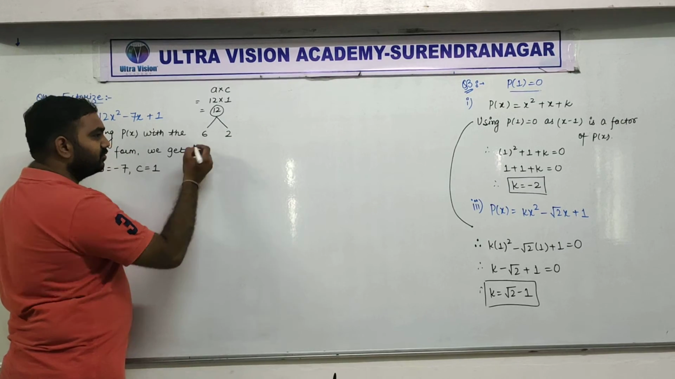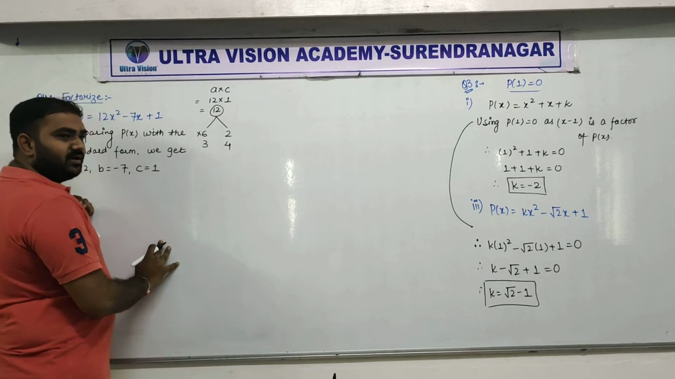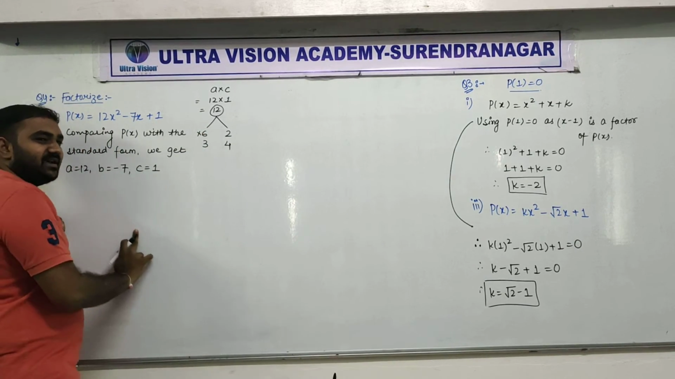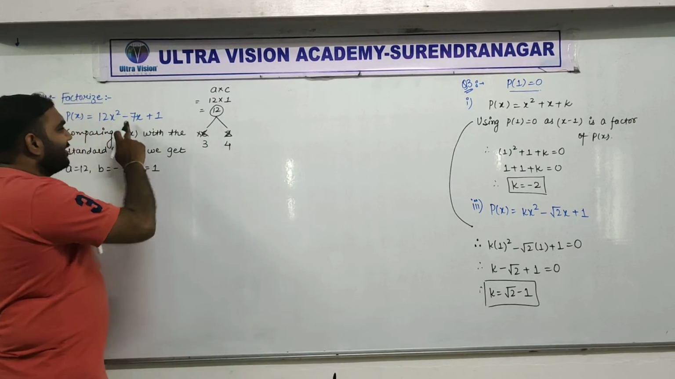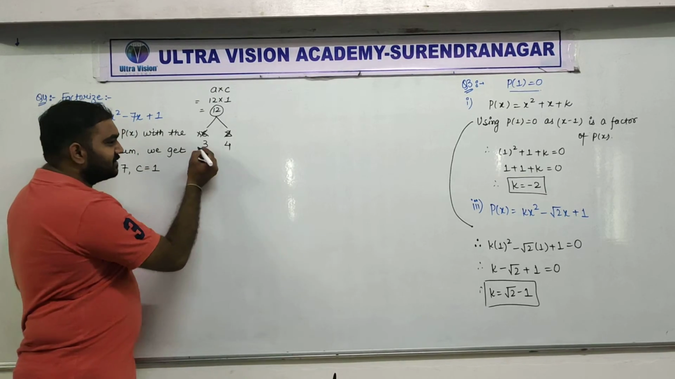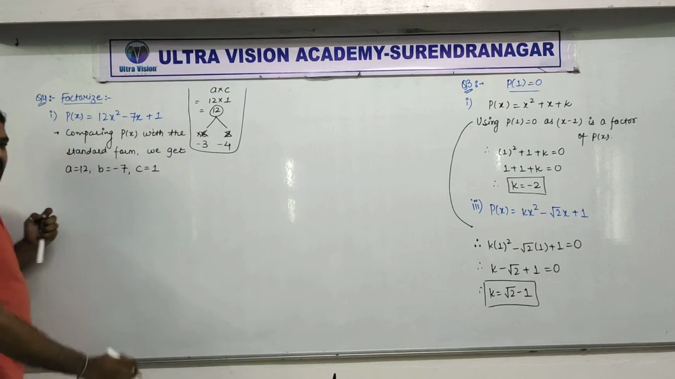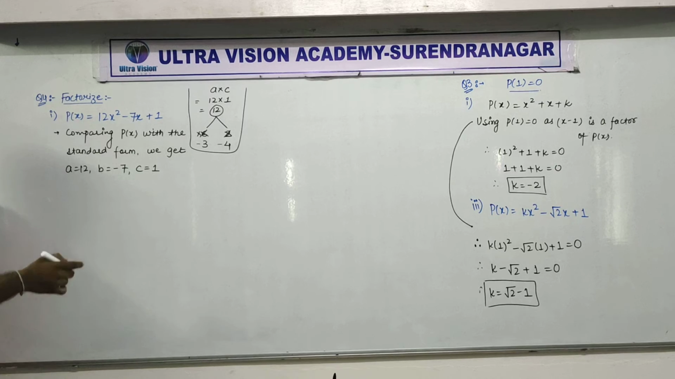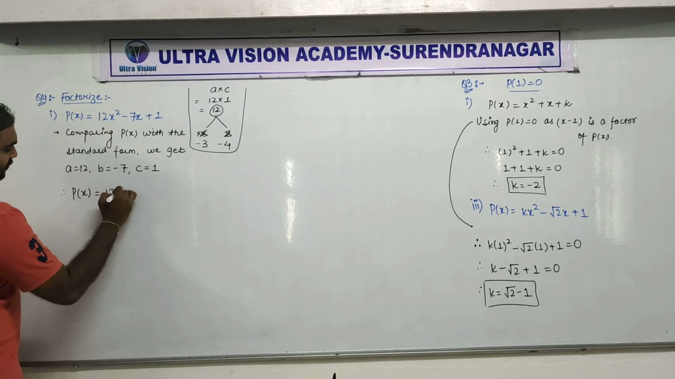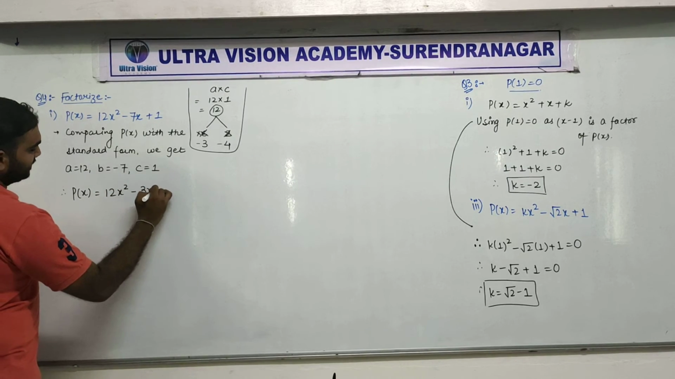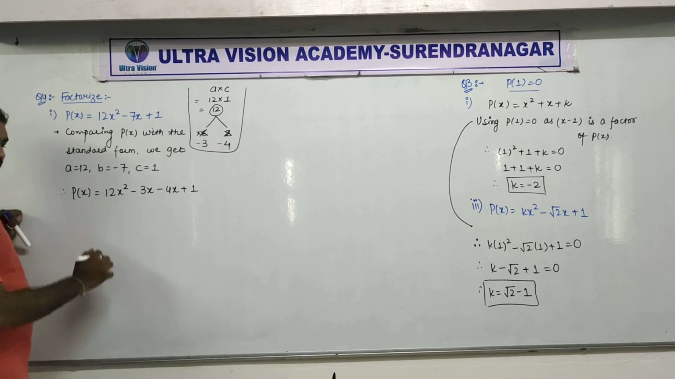6 into 2. Is 6 into 2 valid? No, because 6 plus 2 will be 8, but we need 7. So 3 into 4 will work? Yes. But check: middle term minus, last term plus. Both factors will be minus, minus. So here in place of minus 7, we can write minus 3 and minus 4. That is, p of x will be equal to 12x square minus 3x minus 4x plus 1. Ready?